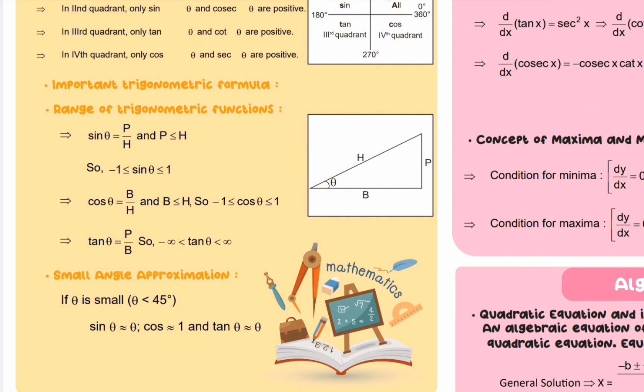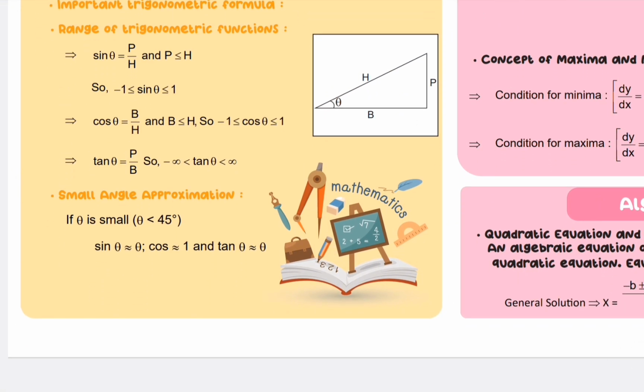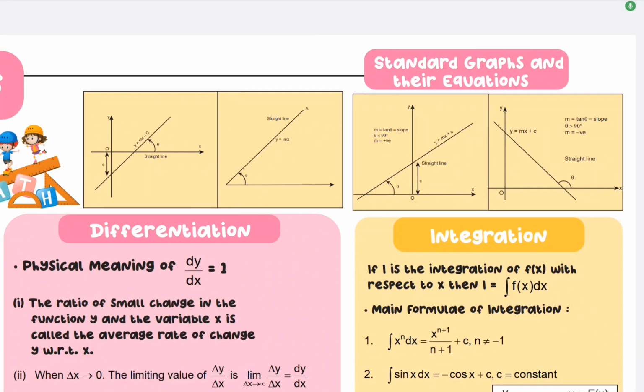So the ranges of trigonometric functions: the range of sin theta is from -1 to +1, the range of cos theta is from -1 to +1, and the range of tan theta is from -infinity to positive infinity. And for the approximation of angle, if theta is small, that is less than 45 degrees, sin theta is approximately equal to theta, and cos theta is approximately 1. Next, we will observe some standard graphs and their equations.